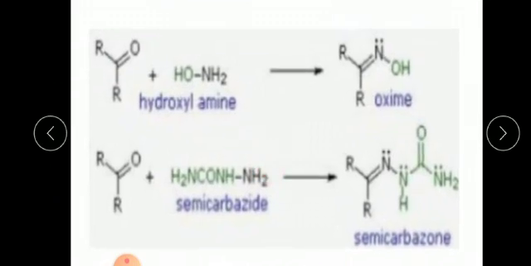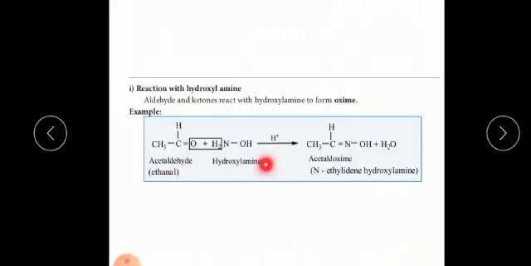Now we are going to see the reaction. The common equation: this is a ketone. The formula for hydroxylamine is NH2OH, and it gives the product oxime. I told you, the oxime compound has C=NOH. And once again, a ketone compound treated with semicarbazide also gives semicarbazone. We can see an example now.